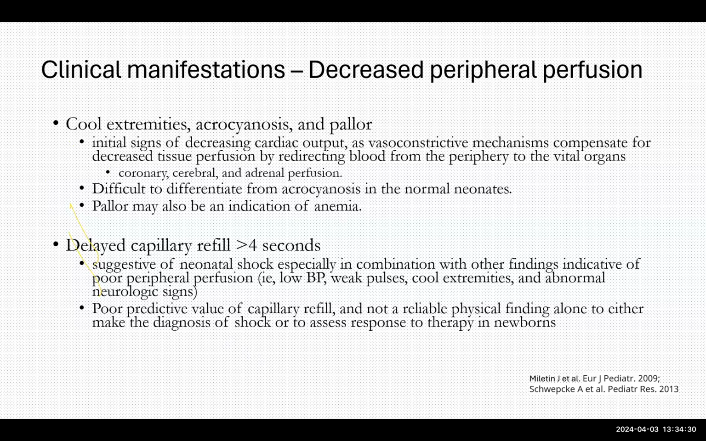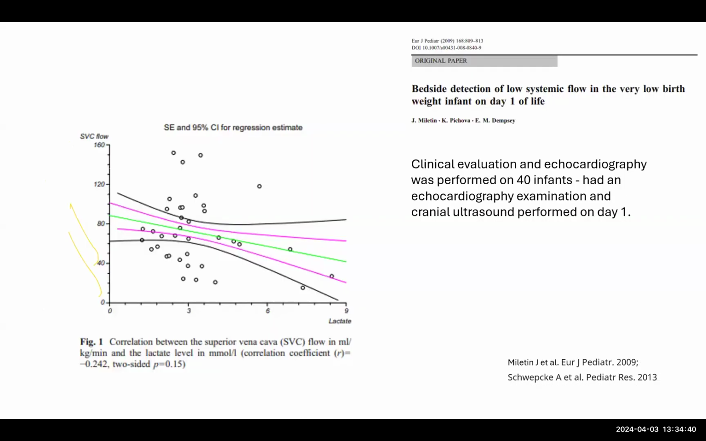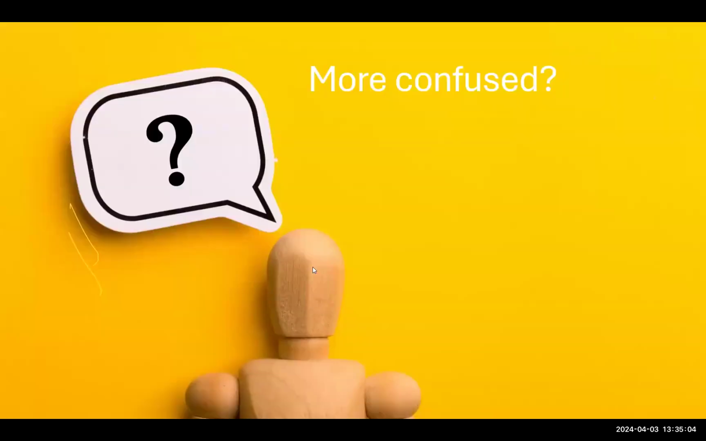So in summary, clinical findings are important. You always have to go and examine your baby. However, they don't have the excellent predictability that we would like. This is one of the classical studies evaluating the correlation between serum lactate and SVC flow. You can see the dots are all over the place. Lactate is a marker of anaerobic respiration of the cell and the microcirculation, and SVC flow is very difficult to correlate with it. I'm sure you are getting more confused.